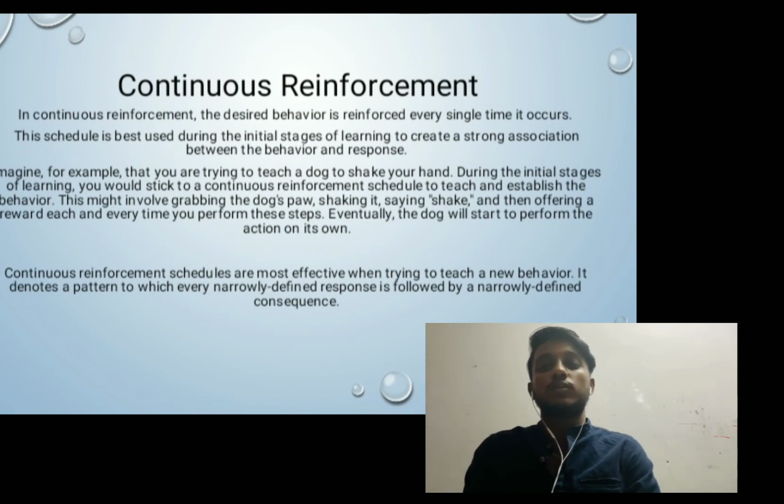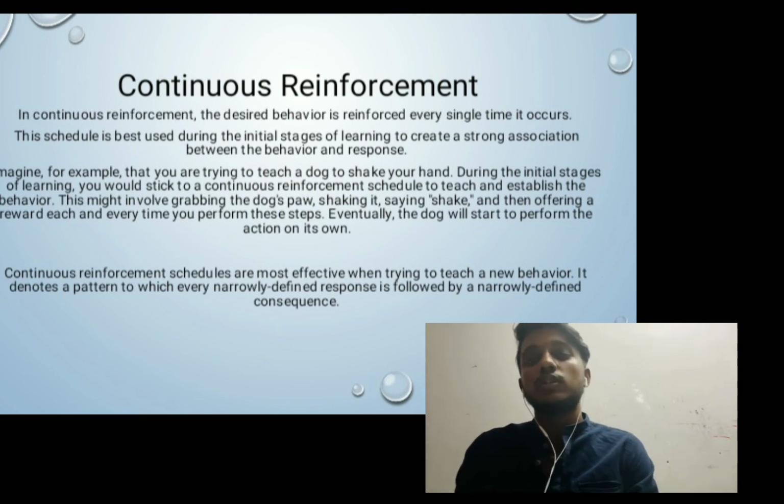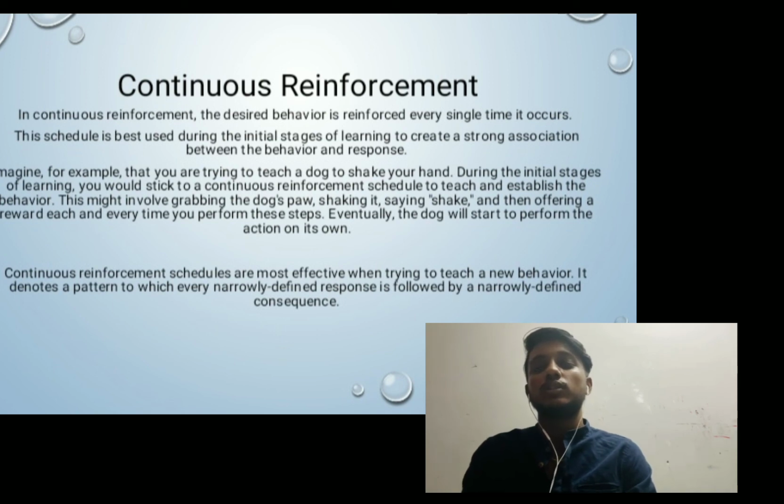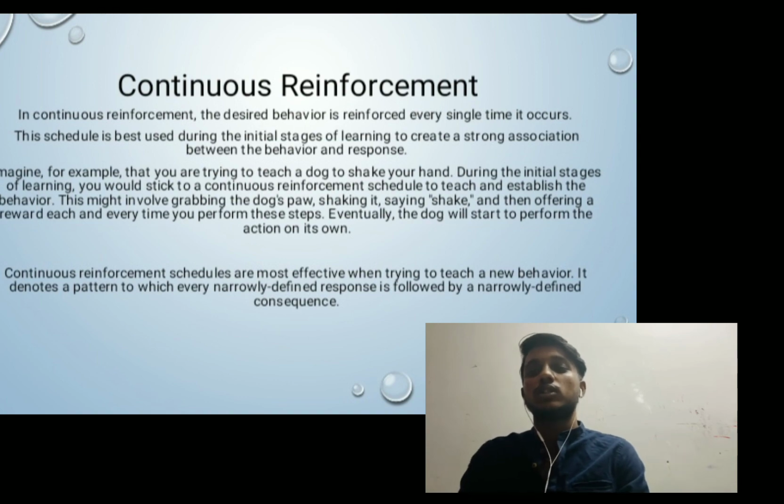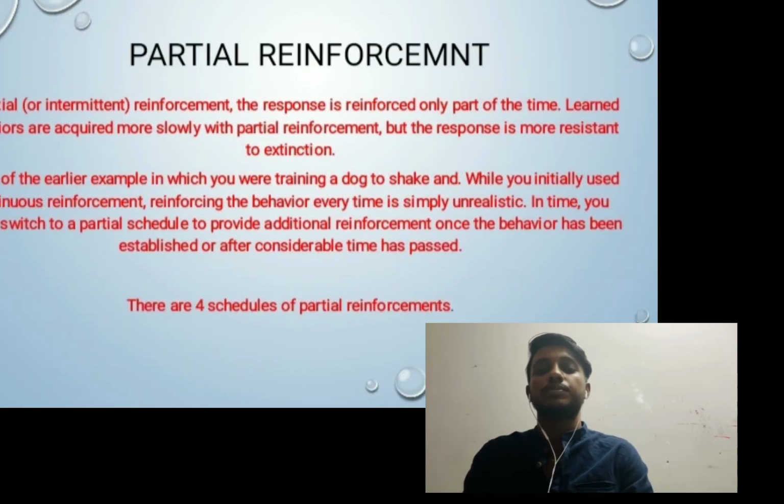Continuous reinforcement. In continuous reinforcement, the desired behavior is reinforced every single time it occurs. This schedule is best used during the initial stages of learning to create a strong association between the behavior and response. For example, say you are trying to teach a dog to shake your hand. During the initial stages of learning, you will stick to a continuous reinforcement schedule to teach and establish the behavior.